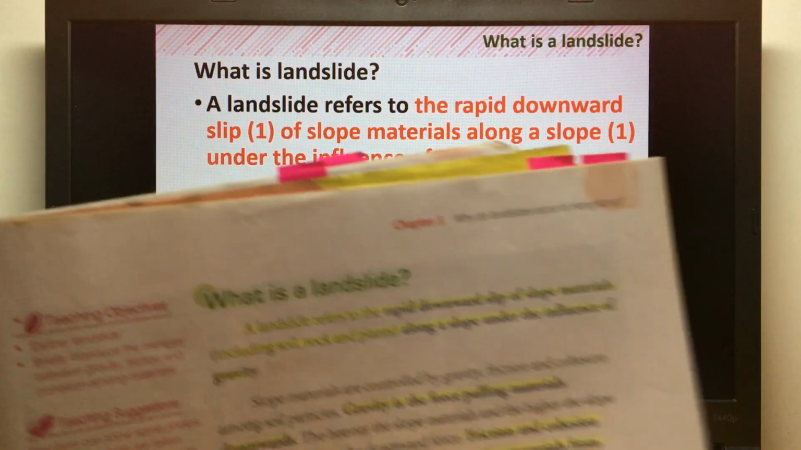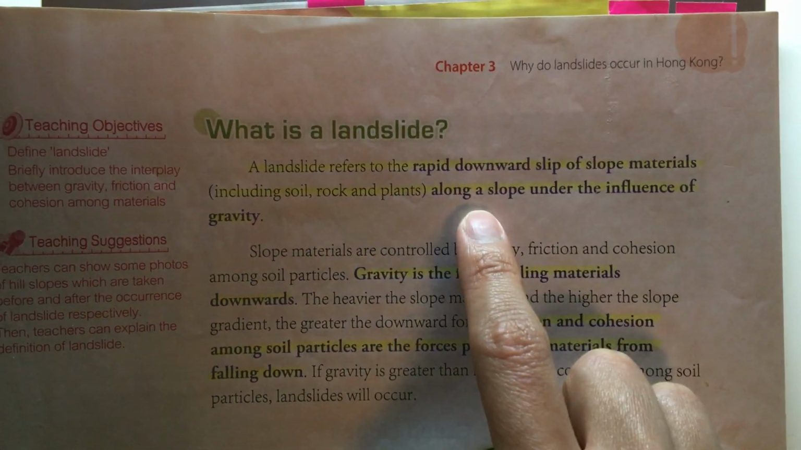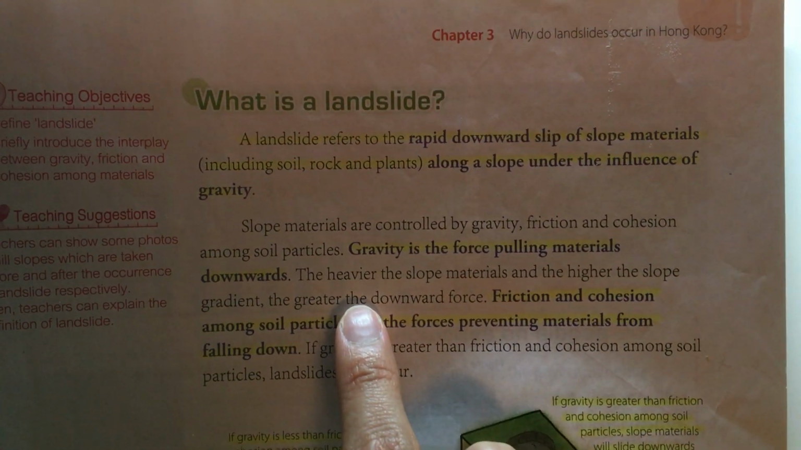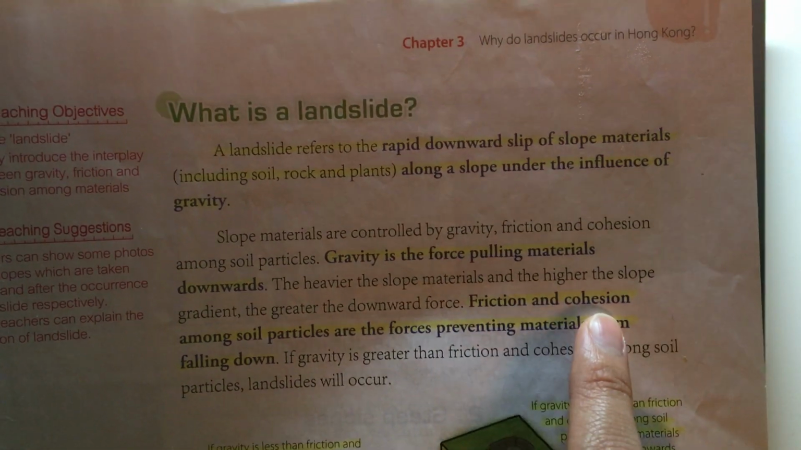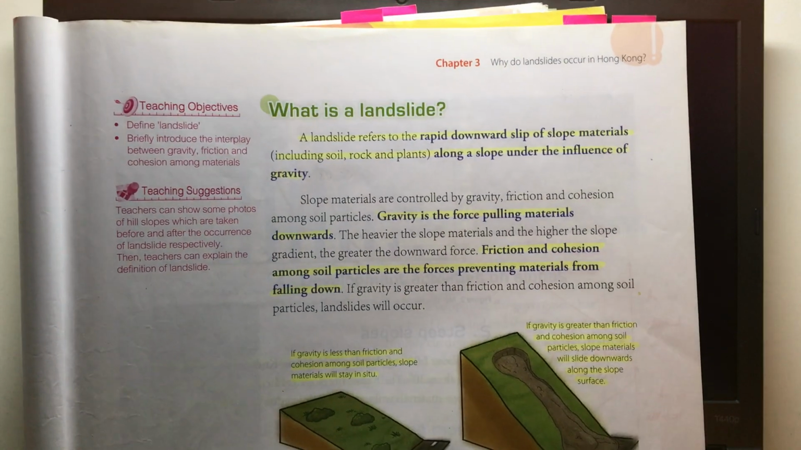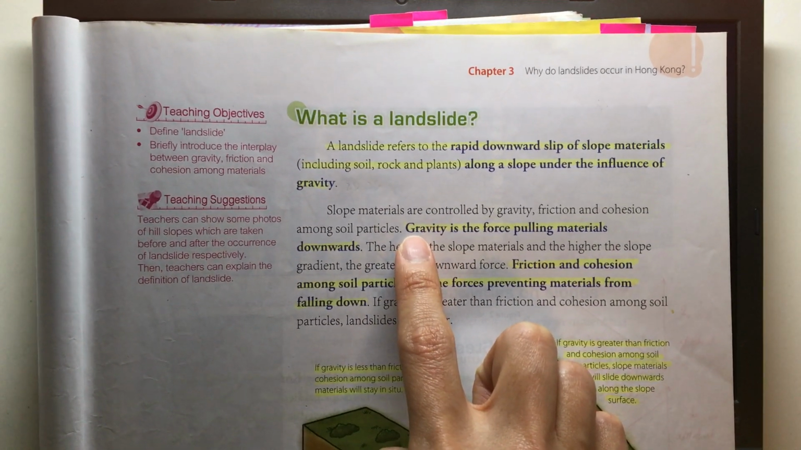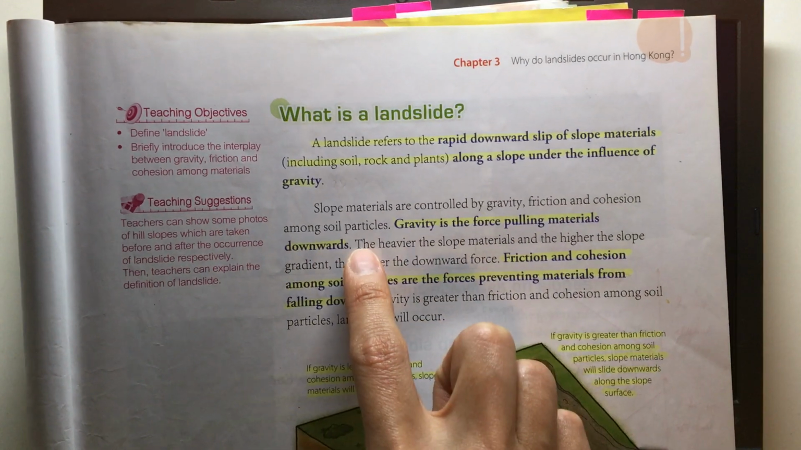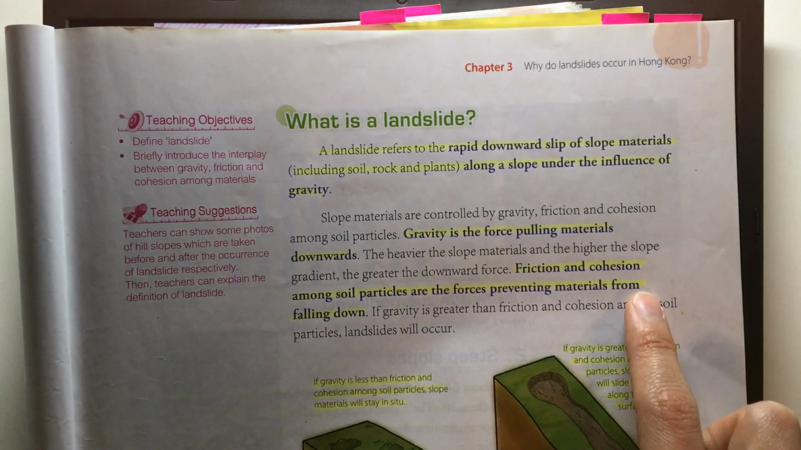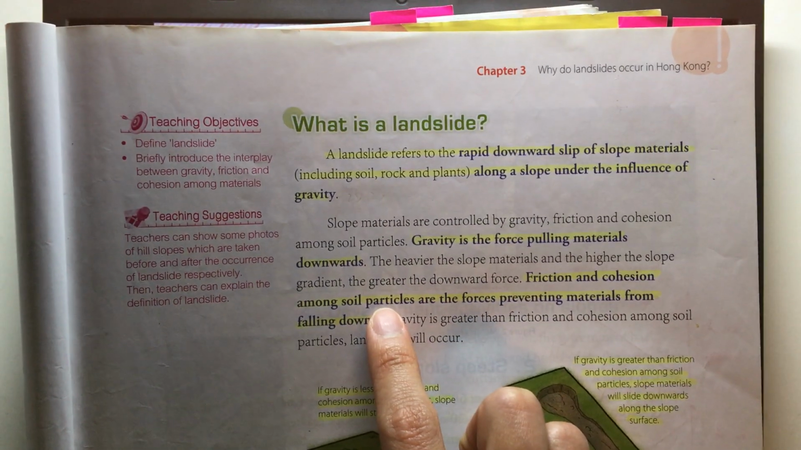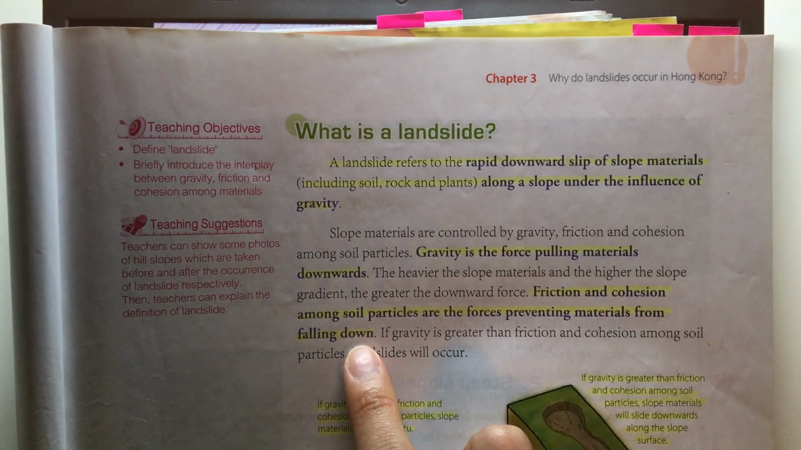In your textbook, in the first paragraph, we have talked about the definition of the landslide. The second paragraph talks about the two forces, the gravity, and then the friction and cohesion. So here you can highlight the definition of the landslide first, and then highlight in the second paragraph what gravity is: a pulling force. And then friction and cohesion are the competing power which can hold the soil material, or maybe rocks, on the slope and prevent it from falling down, pulled by gravity.